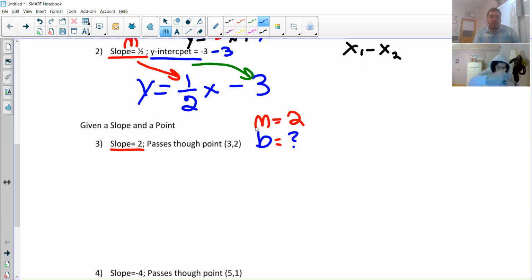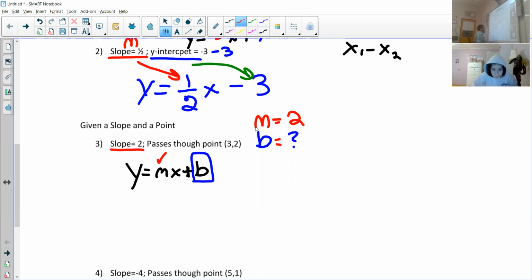So how are we going to find the y-intercept? I only know one equation that involves b. And that one equation equals y equals mx plus b. That's the only equation I know that involves b. Well, I'm looking for b here. I have an m, that's good. So I need a y and an x. But lucky for me, I have a coordinate point right here that I know the line passes through. So I have an x and a y. In this case, x equals 3, y equals 2.